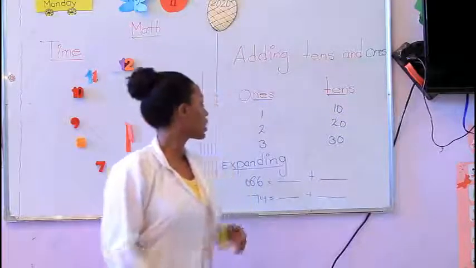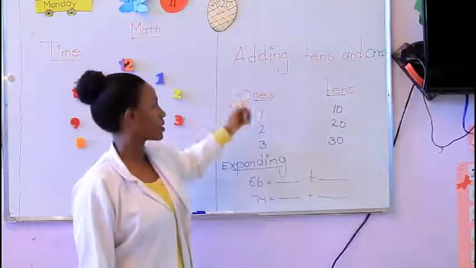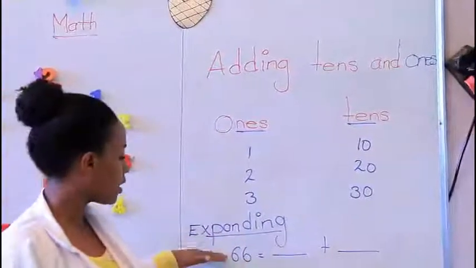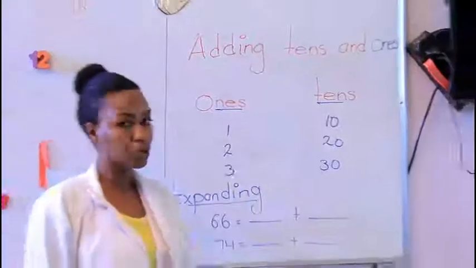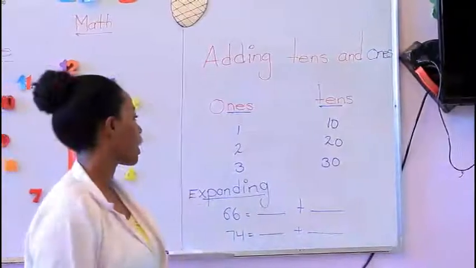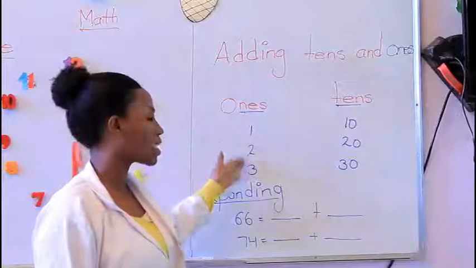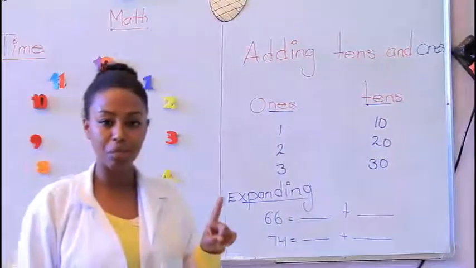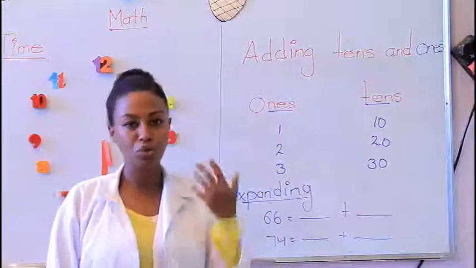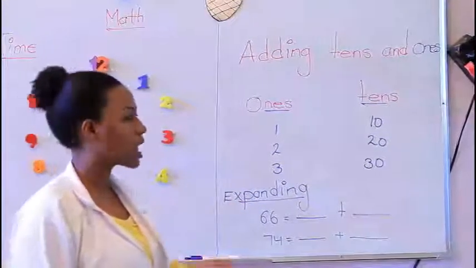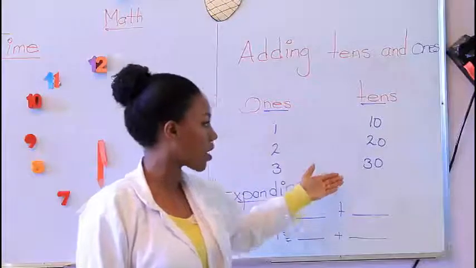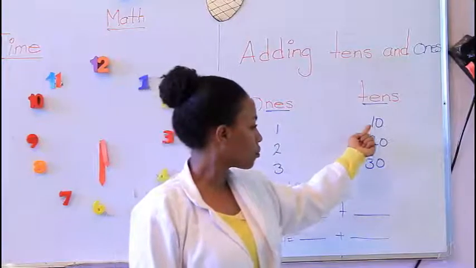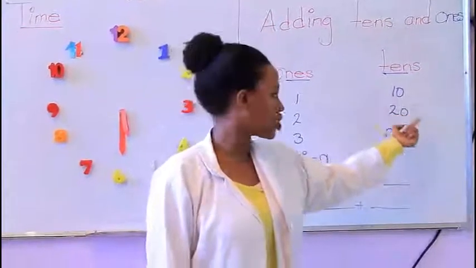Okay, kids, now let's come to this title: adding the tens and ones and expanding the tens number into two different numbers. Okay, these are the examples of ones numbers. The ones numbers are the single numbers starting from 0 to 9. We call them ones numbers. And the tens numbers are these. They are the two-digit numbers. As you can see here, 10 is a two-digit number.